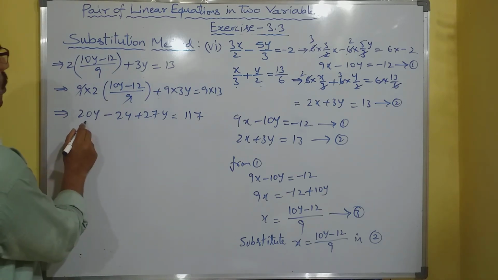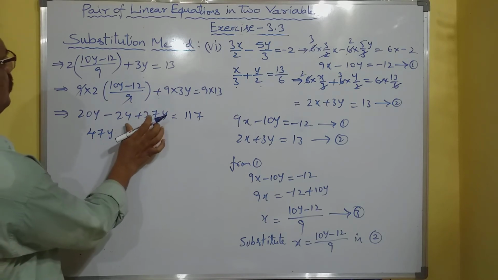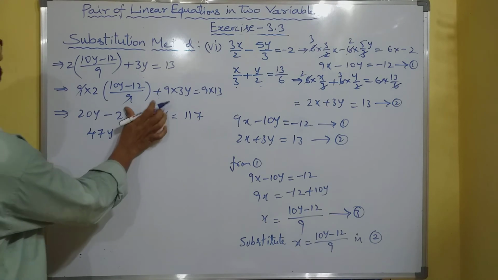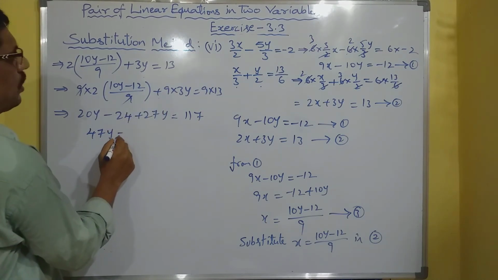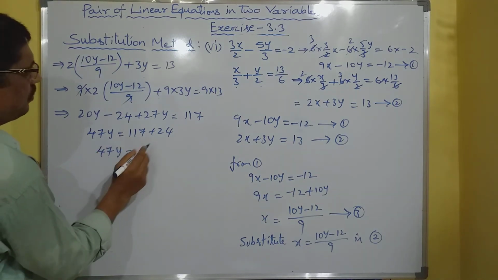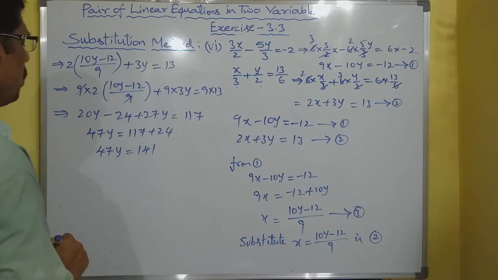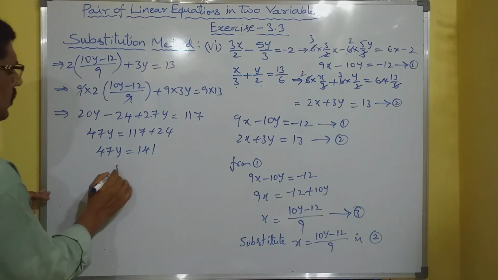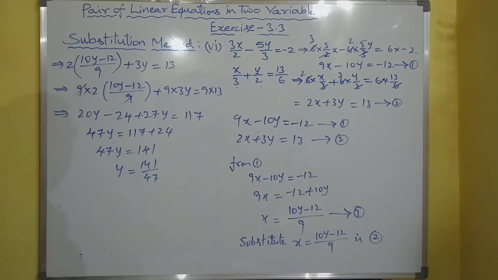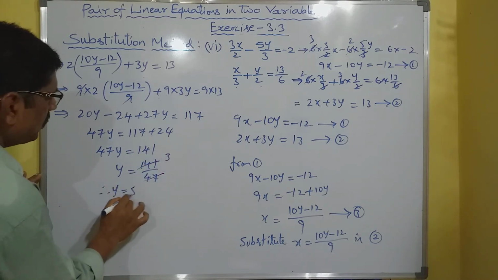Now look at this. 20y plus 27y is 47y. And this is 24. Now 47y is equal to 117 plus 24, that is 141. Okay, now y is equal to 141 by 47. Now 47 times 3 is 141. Therefore, y is equal to 3.